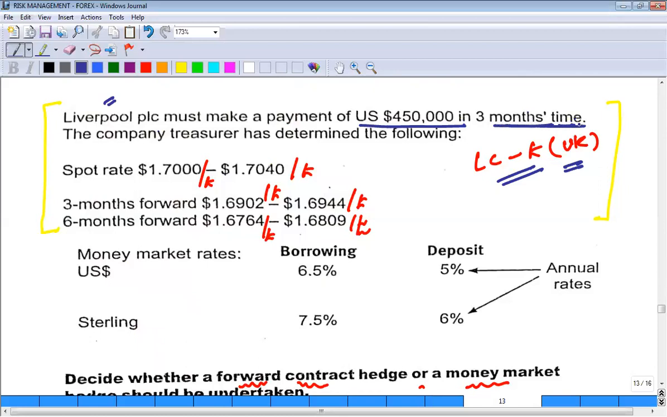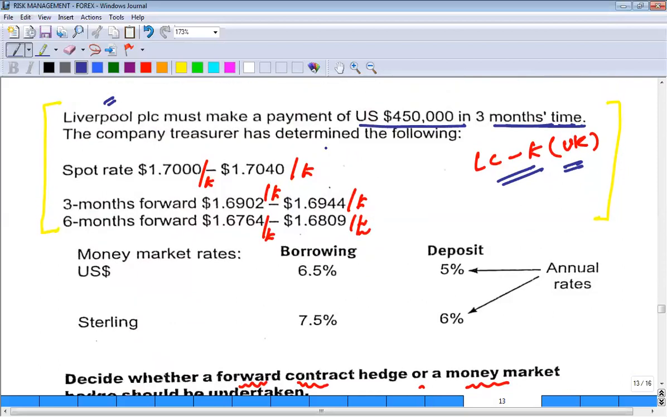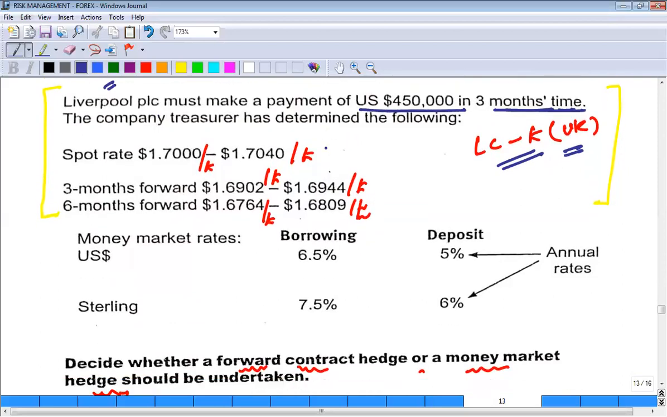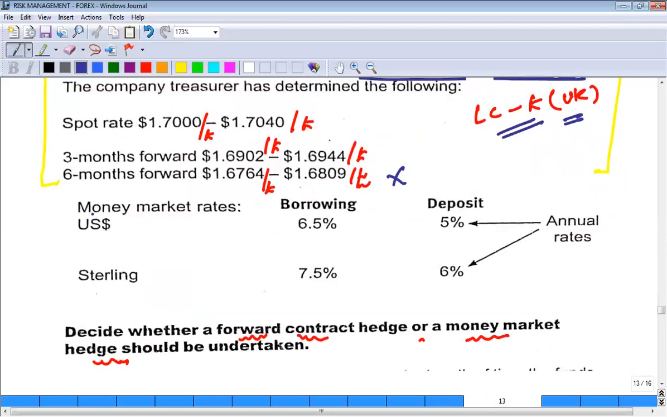The company treasurer has determined the following: a spot rate given, 3 months forward given, 6 months forward given, and 6 months forward is irrelevant. The only data is 3 months forward. And the rate is given, that is money market. Money market rates. That is borrowing and deposits.